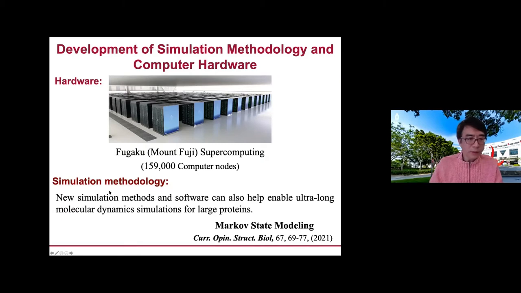On the software side, people also keep developing the simulation methodologies, and the new tools and methods can help enable ultra-long molecular dynamic simulation for large proteins. My group is actually working in this area, and we are mostly working on this simulation methodology called Markov state modeling. I'm not going to talk about the details of this, but I just want to show you a movie which is produced by my group.